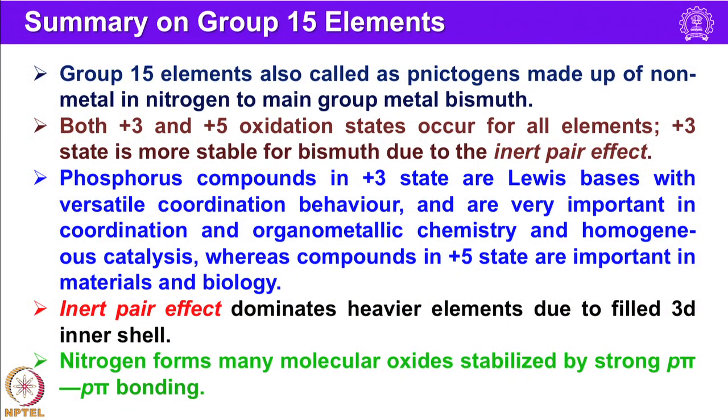So, let me summarize the chemistry of group 15 elements we have discussed so far. Group 15 elements are also called pnictogens, made up of non-metals, from nitrogen to the main group metal bismuth. Both plus 3 and plus 5 states occur for all elements. Plus 3 state is more stable for bismuth due to the inert pair effect. Phosphorus compounds in plus 3 state are excellent Lewis bases with versatile coordination behavior and are very important in coordination and organometallic chemistry and also in homogeneous catalysis, whereas compounds in plus 5 state are important in materials and biology. Inert pair effect dominates heavier elements due to filled 3d orbitals. Nitrogen forms many molecular oxides stabilized by strong p-pi-p-pi bonding.